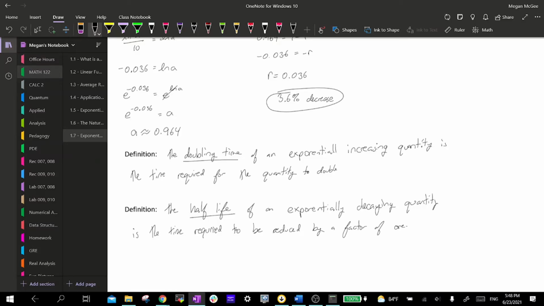Of 1/2. So again, if you started with 5 of something, the half-life would be how long it will take you until you only have 2.5 of that thing.